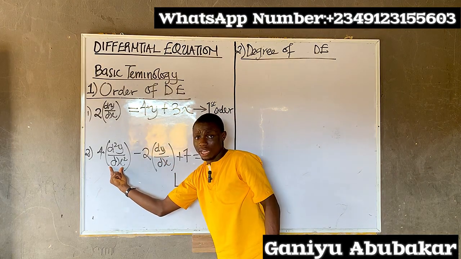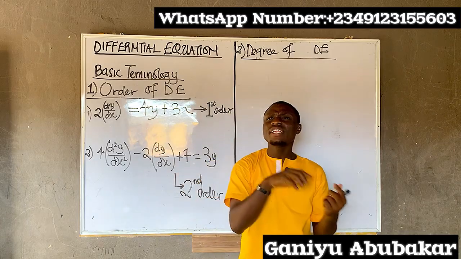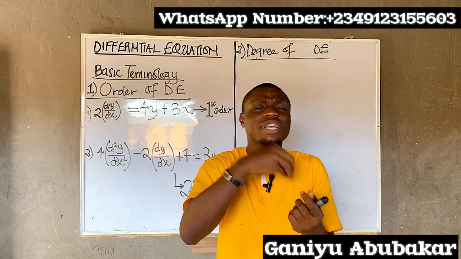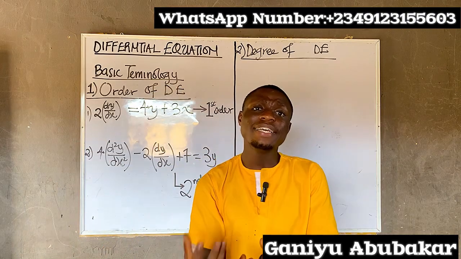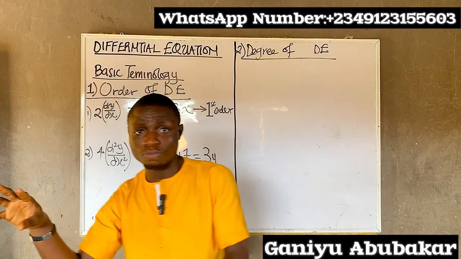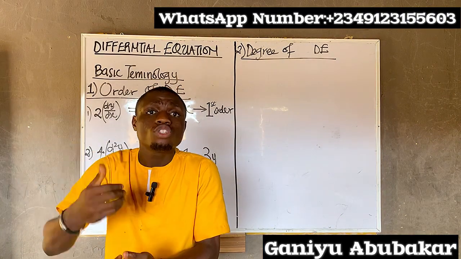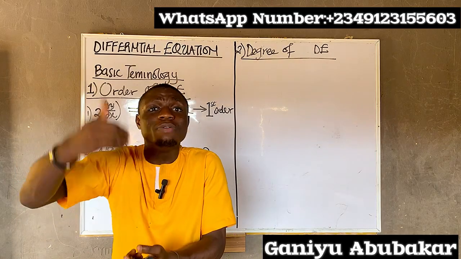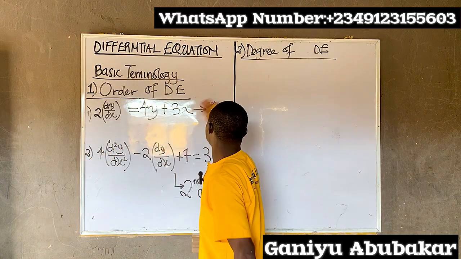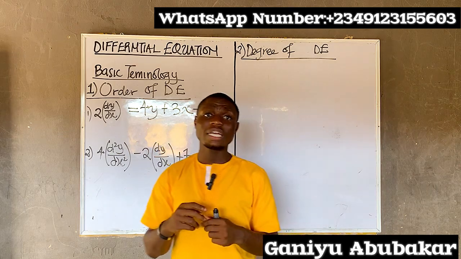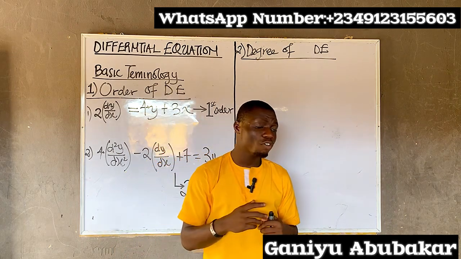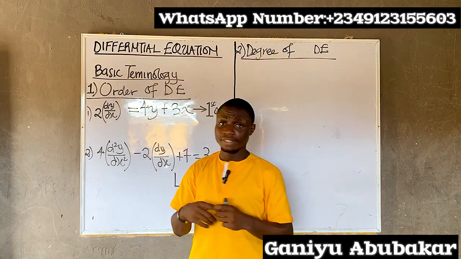So your degree can be got once you get the order first. The order gives you the highest differential coefficient in an equation, while the power to which the highest differential coefficient is being raised gives you the degree, right? So let's solve some problems under this idea.